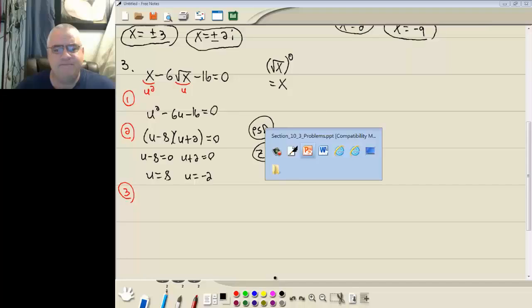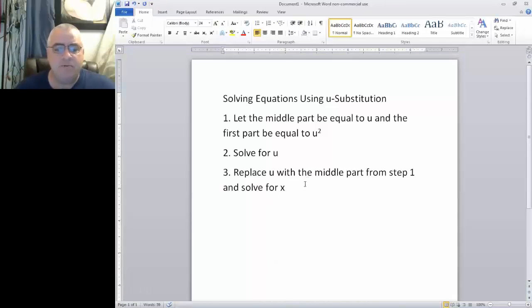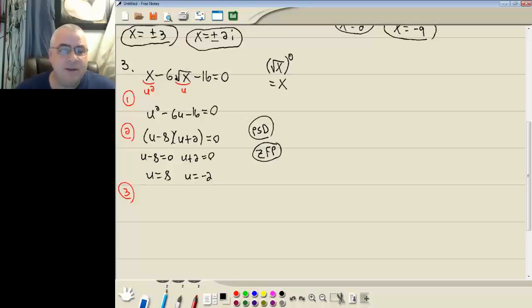Step 3. Replace U with the middle part from step 1. The middle part from step 1 was the square root of x, so we're going to plug that in for the U. Again, it's always whatever's right here, ignoring the coefficient, that you plug in for U. And then we solve for x. In this case, these are radical equations. So we're going to use radical equations to solve each one of these.